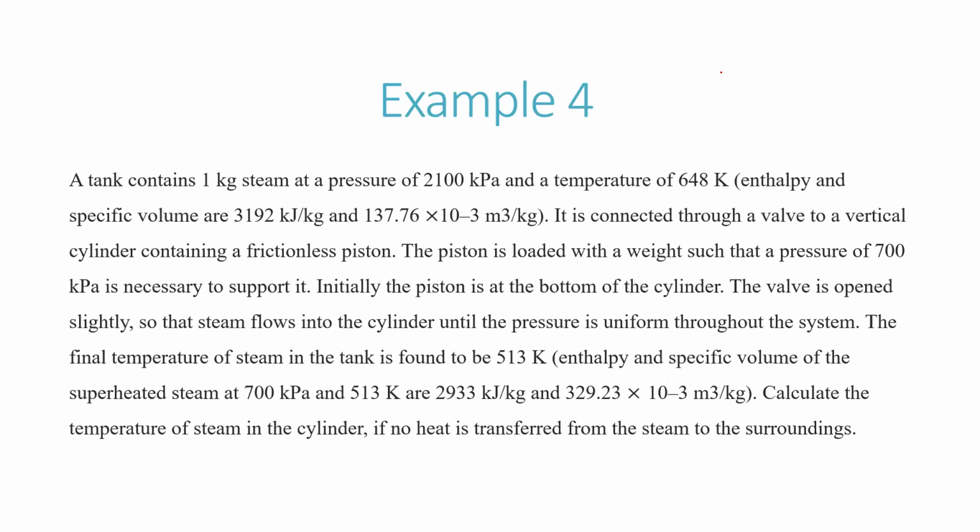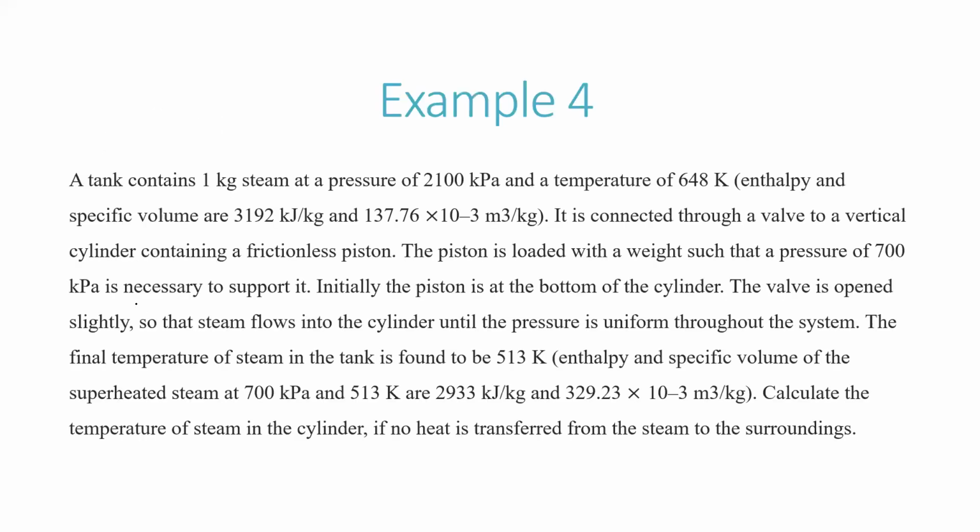A tank contains 1 kg steam. This is a combination of a tank and a cylinder. The tank is losing heat and the cylinder is gaining heat. The tank contains 1 kg steam at a pressure of 2100 kilopascal and a temperature of 648 Kelvin. So this is my tank. The initial state of the tank, which we'll denote by 1, is 2100 kilopascal and 648 Kelvin.